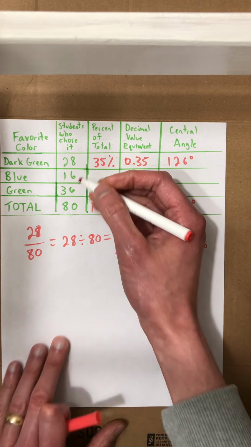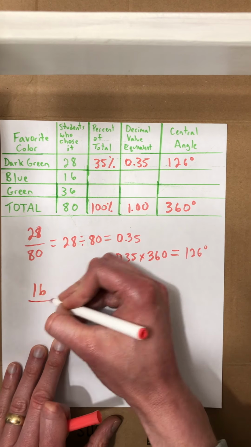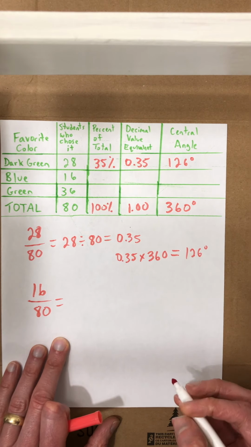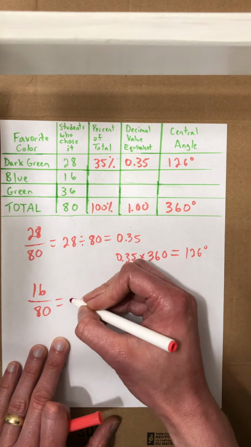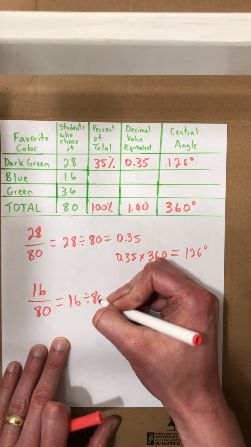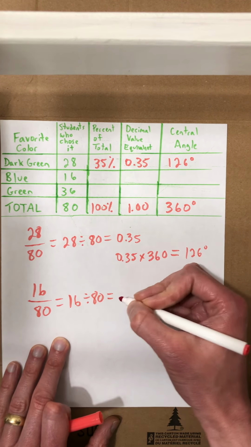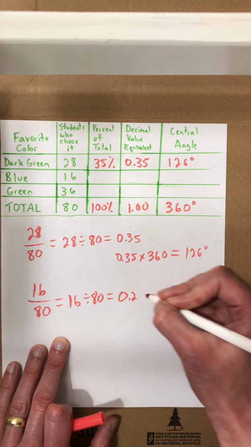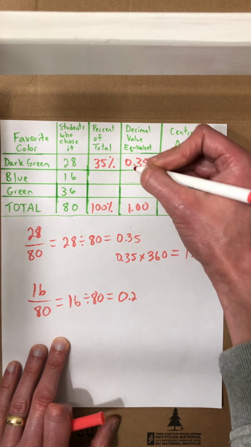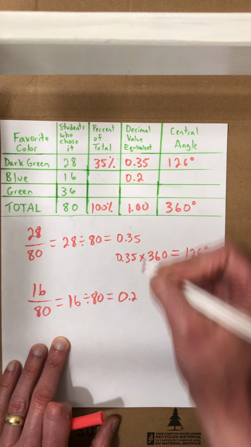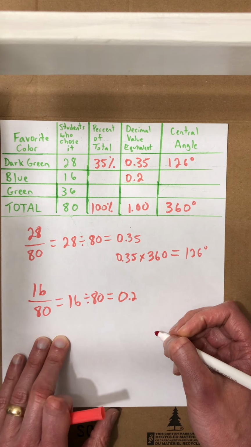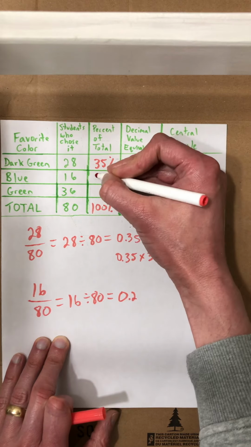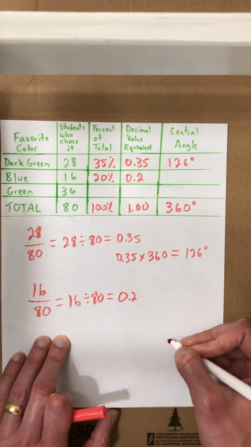So next we have 16 students who chose blue. Again, it's 16 out of 80. I need to find out what that is as a percent. So to find it as a percent, again, I'm going to take that 16, I'm going to divide it by 80, because every fraction symbol really is the divide sign. 16 divided by 80 will come back as being 0.2. So I can write that down here as the decimal value for it, 0.2 for that one. How can I find out what that is as a percent? Well, I can move the decimal over 2 spots. It comes back as being 20%.